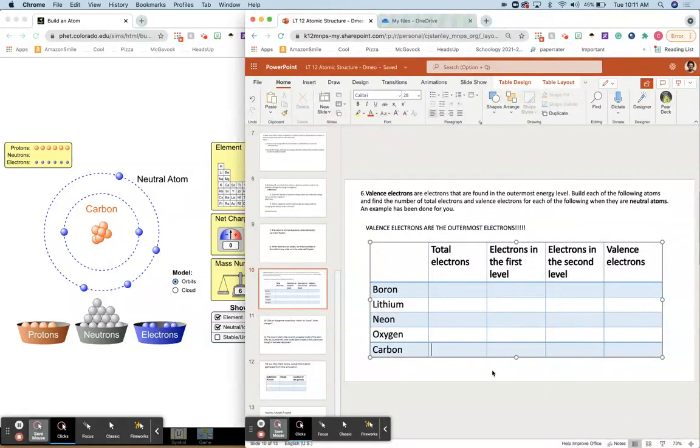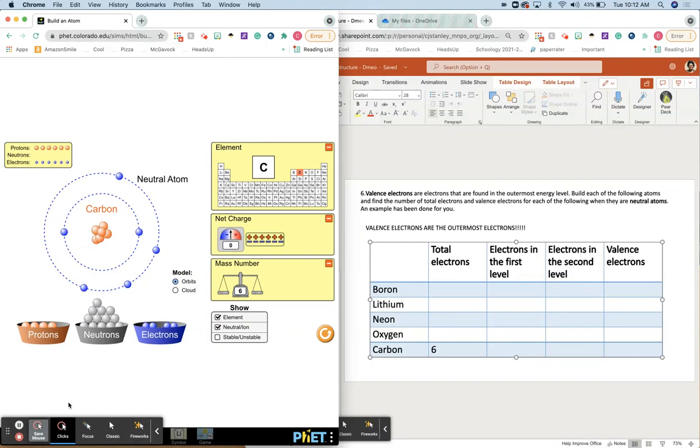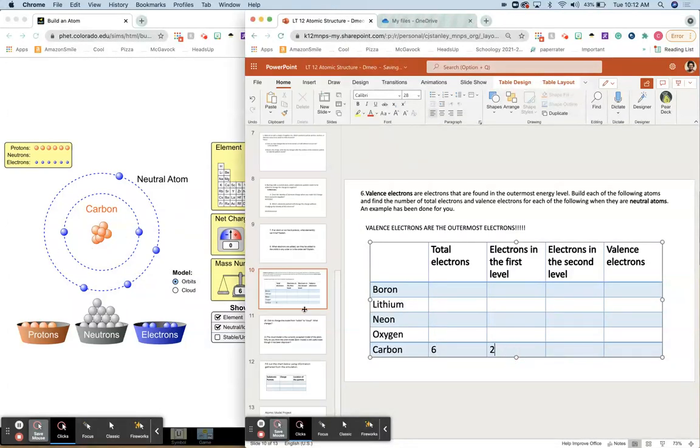Carbon has 6 total electrons. 1, 2, 3, 4, 5, 6. Now, which ones do I have? We are looking for this first level. This first level is this innermost ring, and there are 2 electrons in that innermost ring. The second level is this outermost level, and we have 1, 2, 3, 4. All right, we have 4.